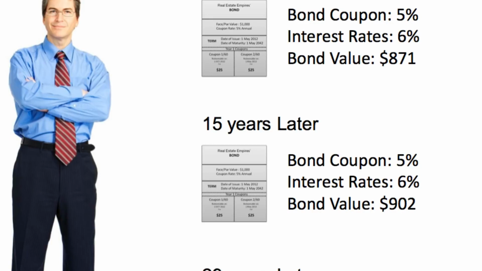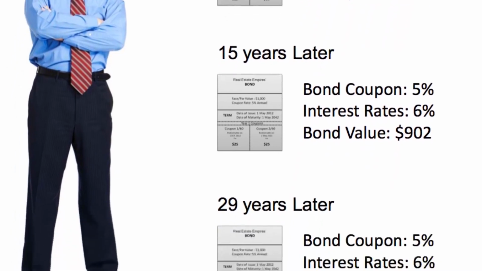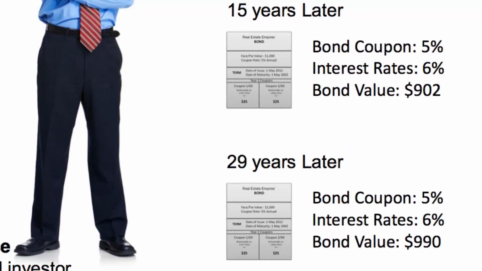But we look at the interest rates and it's still at 6%. But you look at his bond value and it's higher than it was at the 5-year mark. So that's kind of weird. So let's go ahead and look at if he was going to sell this bond at 29 years, meaning there's only 1 year left on the bond before it matures. And let's look at what would happen if those interest rates stayed exactly the same.